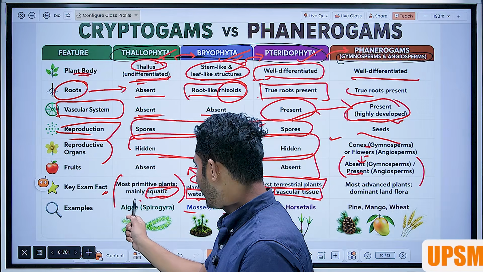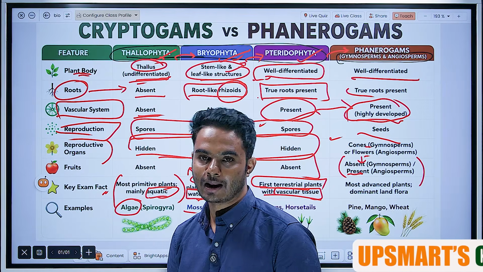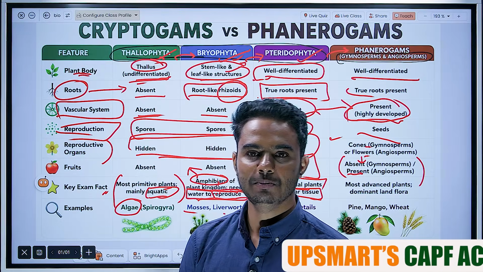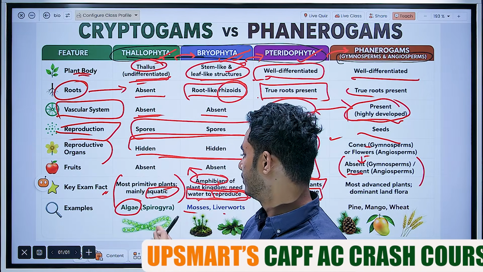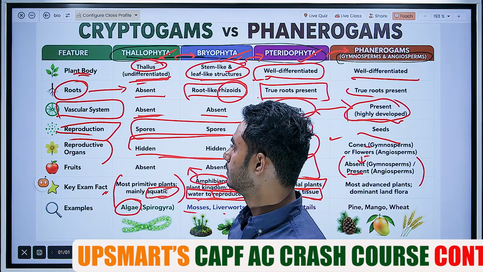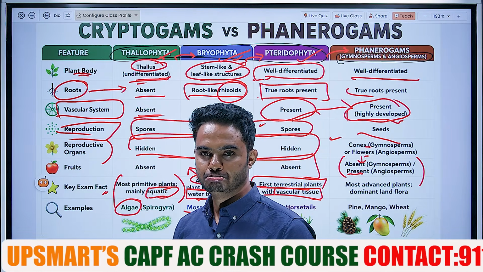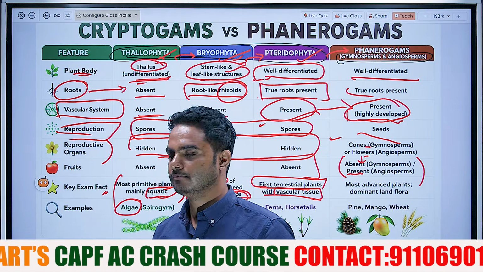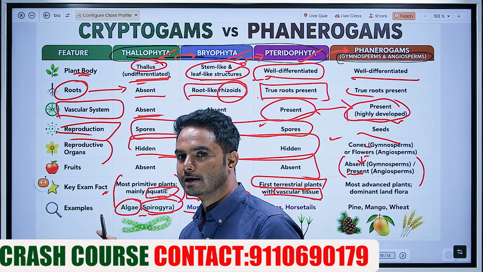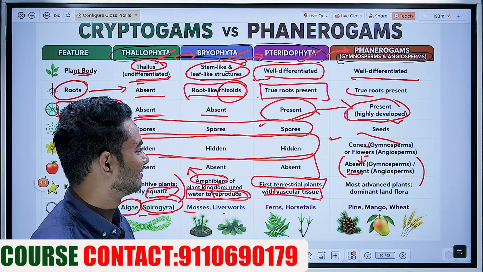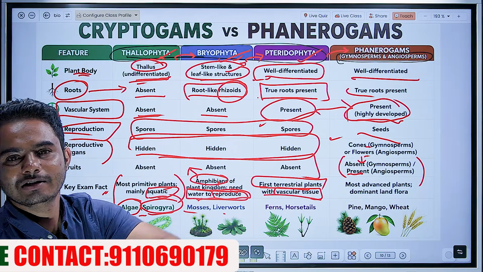You have seen algae, right? Have you seen algae on land? Algae will be on water. That is an example for thallophyta. It will be on water. It will release spores. No roots. Easy, right? See here, algae. One example of algae is Spirogyra. Very easy, sir. This was such a confusing concept. Now we made it easy.